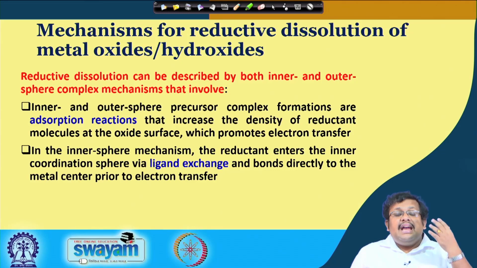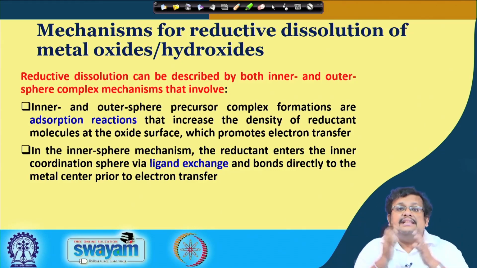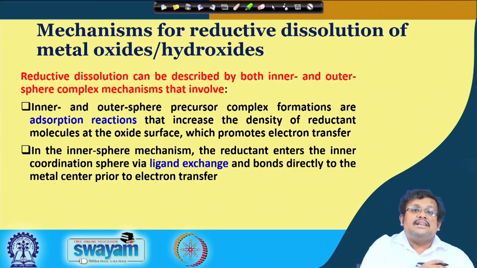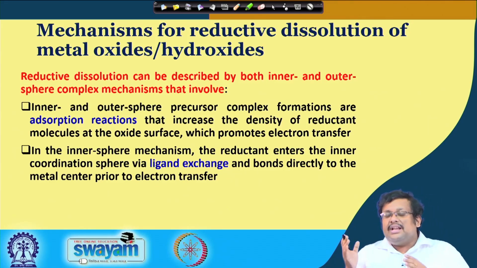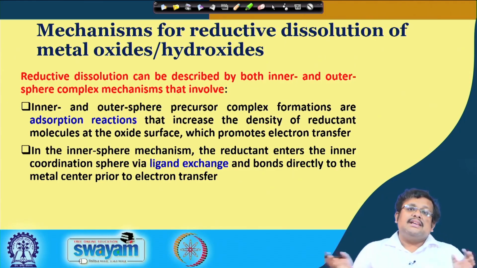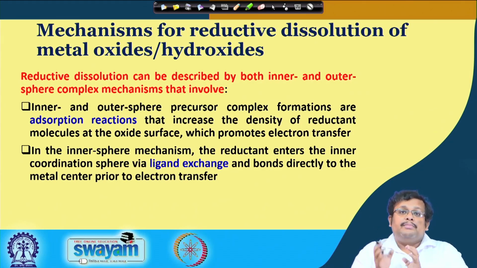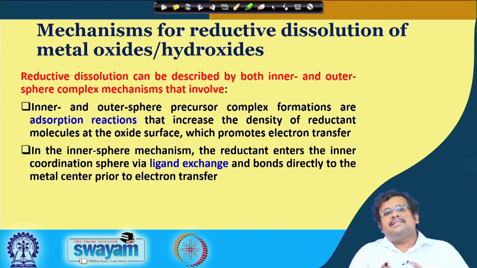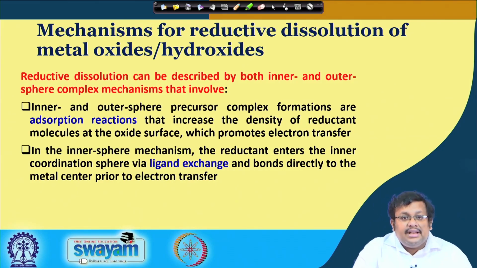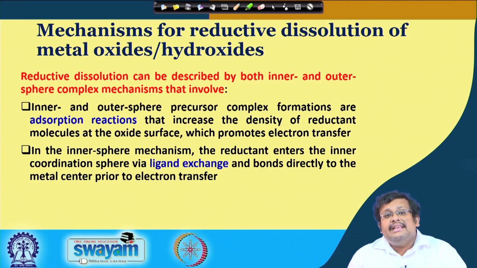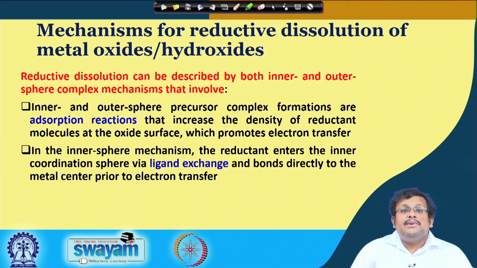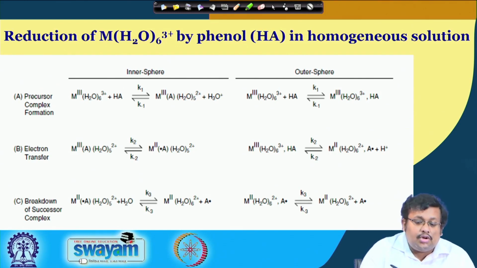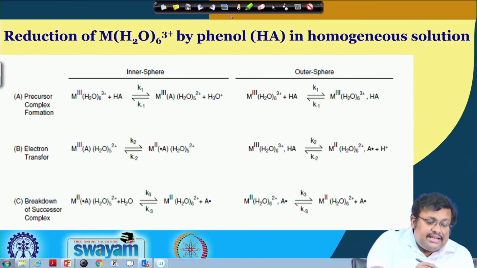Precursor complex formations are adsorption reactions that increase the density of the reductant molecules at the oxide surface, which promotes the electron transfer. Obviously, we know that the first step is the transport process, and when the reductant gets attached to the oxide surface, it forms the precursor complex and then promotes the electron transfer. In the inner sphere mechanism, the reductant enters the inner coordination sphere via ligand exchange and bonds directly to the metal center prior to the electron transfer. You can see this figure shows these three mechanisms in detail.